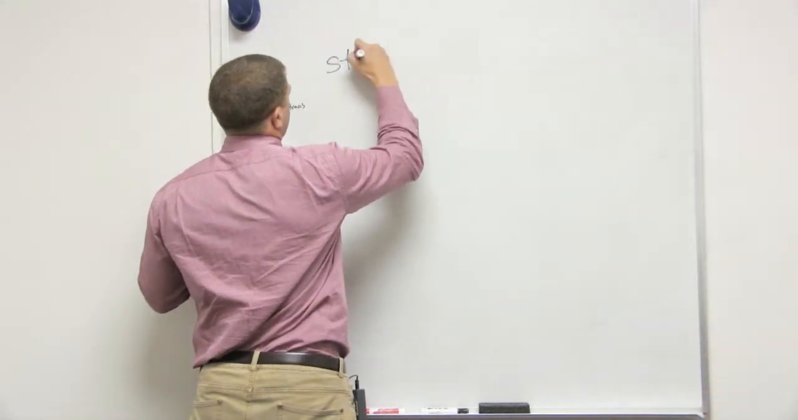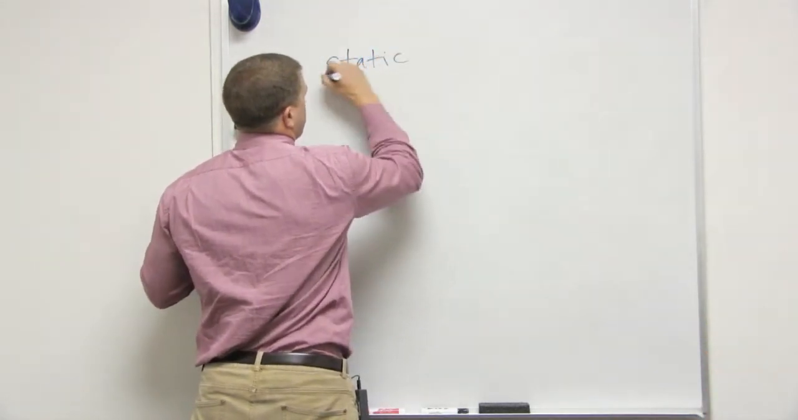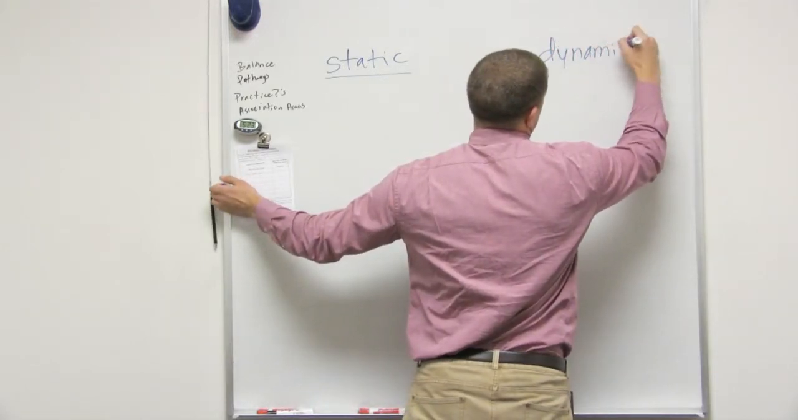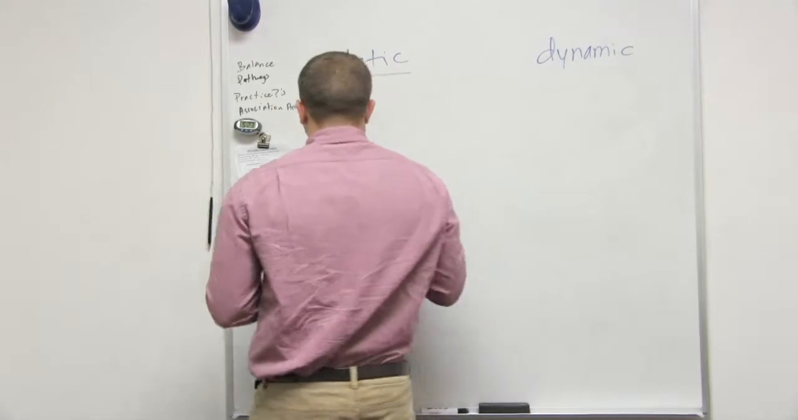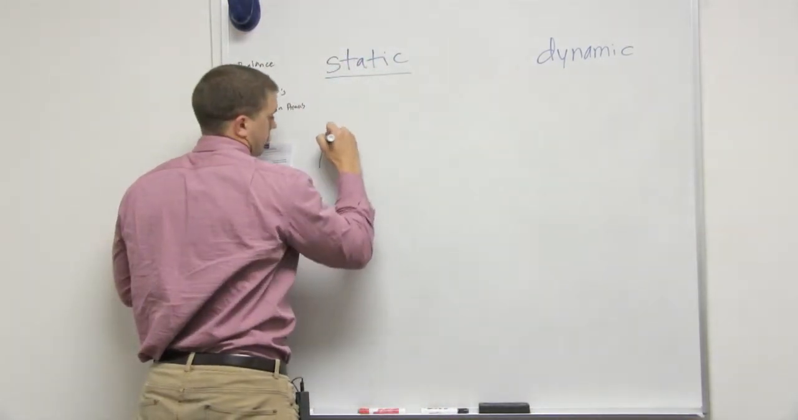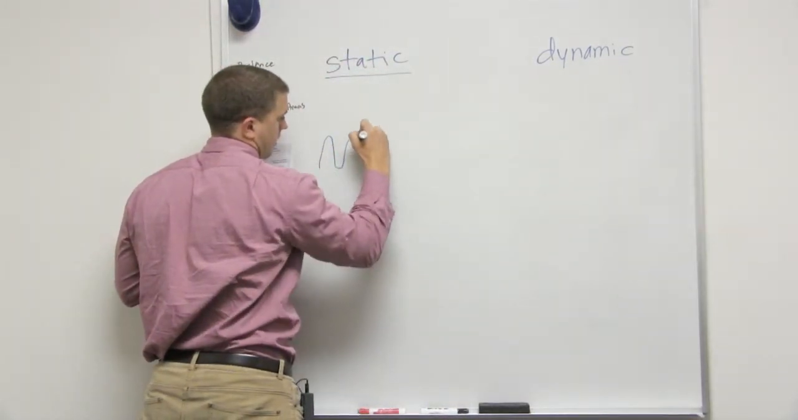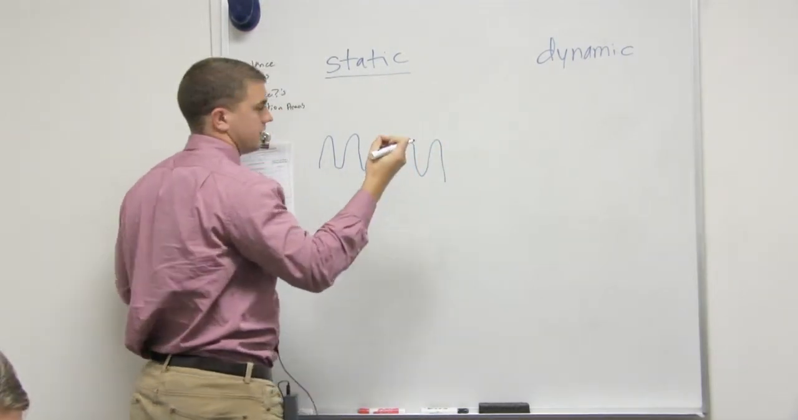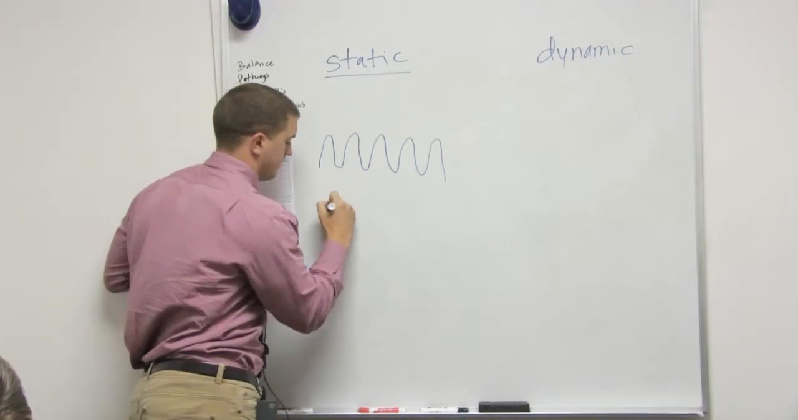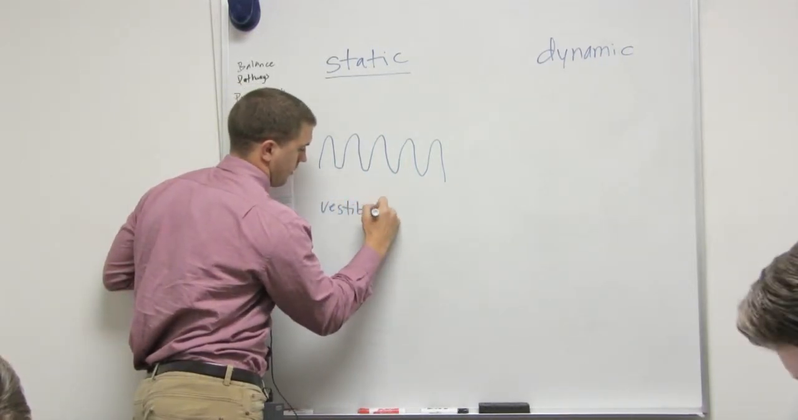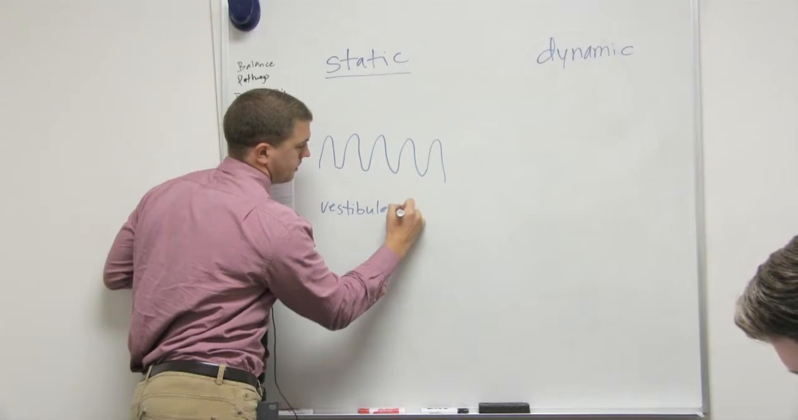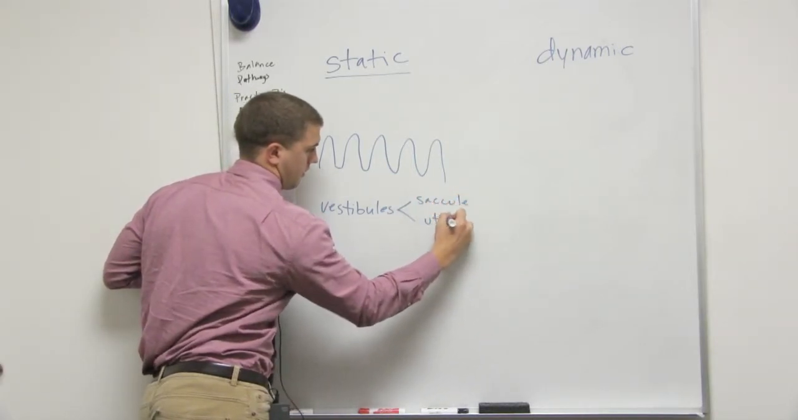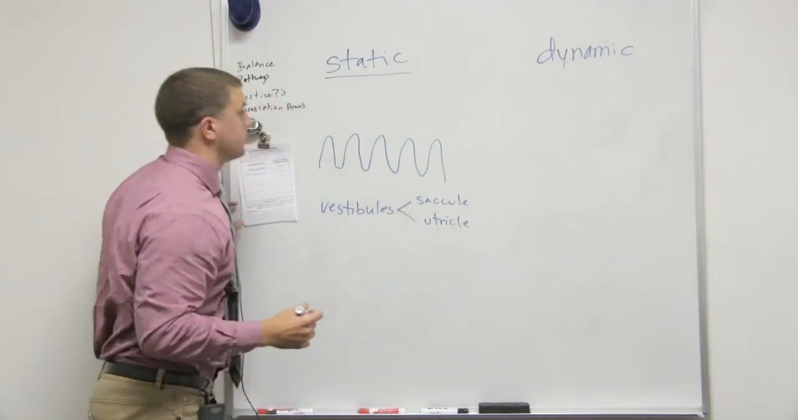You have static, and you have dynamic. They function similarly. Here we have stereocilia, and there's this gel that sits on top of it. And this is in the vestibules. What are your two vestibules? The utricle and the saccule.